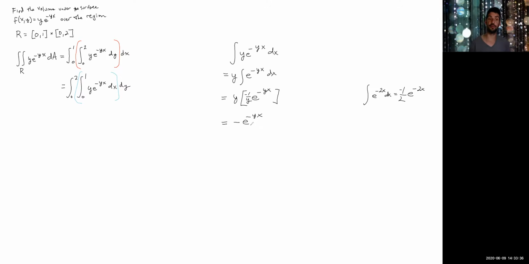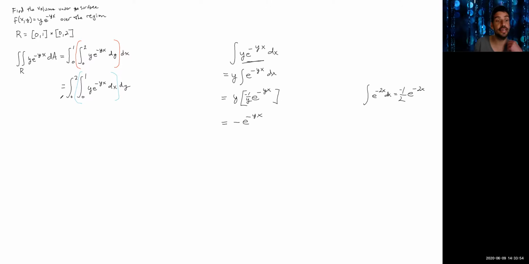So here's my antiderivative, and it's always a good idea, at least in your head, to check. Take the derivative of this. We get the same thing, except the chain rule makes us multiply by negative y, which gives us y e^(-yx), which is exactly the integrand that we want. So there's my antiderivative.